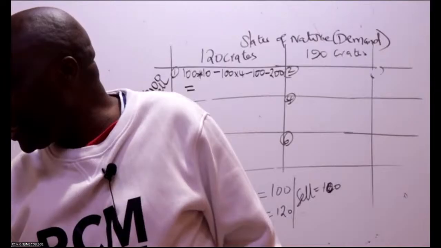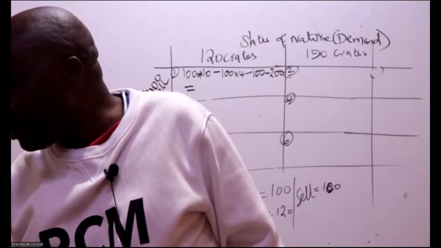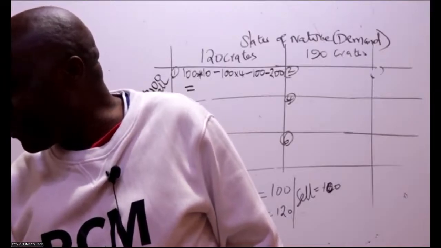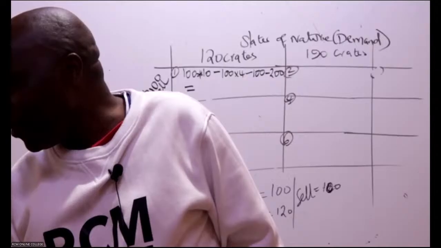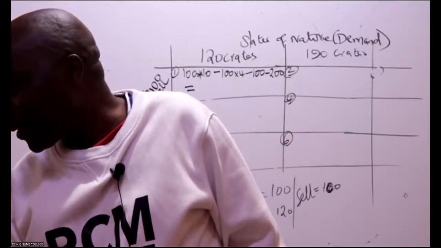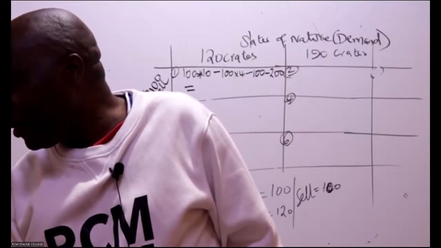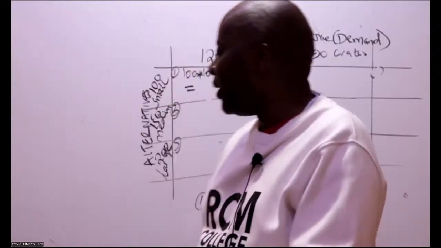Small van, what is the depreciation for the small van? Depreciation charged would be 200 per period for the small, 300 for medium. I'm now dealing with a small van. Oh, you're giving me the final answer, right? They're giving me the profit is 300.